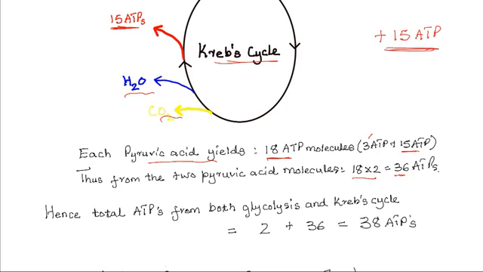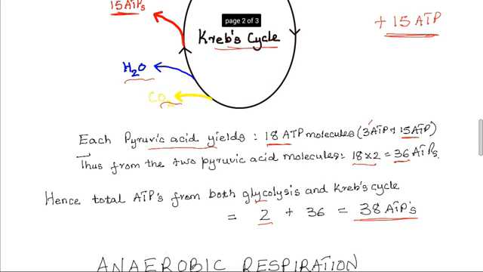Now, if you add 36 to the 2 that were produced during glycolysis, then you get a total of 38 ATP molecules produced at the end of aerobic respiration of 1 molecule of glucose. 38 ATP molecules are released during aerobic respiration of glucose.